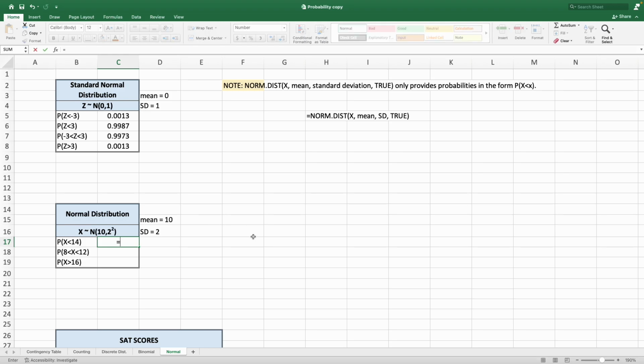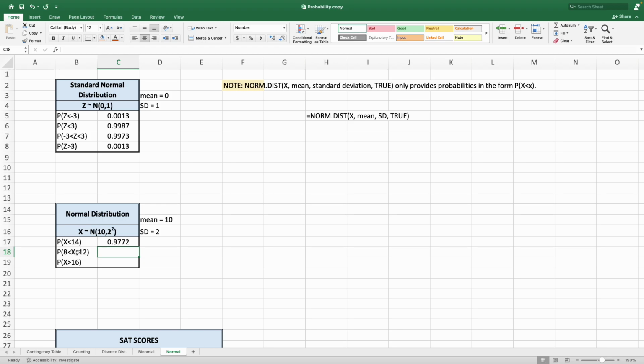So I'm going to say equals norm.dist. So now what was our 14? Okay, equals norm.dist. So our x value here was 14, comma, what's our mean here? Well, our mean here is now 10, so I'm going to write 10, comma, standard deviation is now 2, so I'm going to write 2, comma, true. Enter.